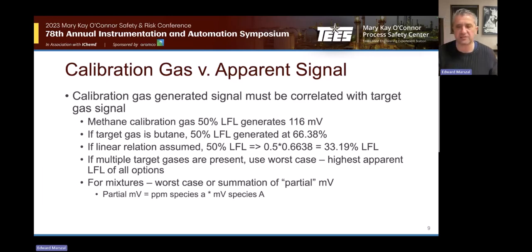What I've presented to you is a simple case. So I'm calibrating using a bottle of 50% LFL methane, but I want to present a reading to my operators that is, well, what is the percent LFL of butane? So I showed you that scaling factor, and then I warned you not to do this, but sometimes you have to do it. And the reason why sometimes you might have to do it is if you have multiple target gases.